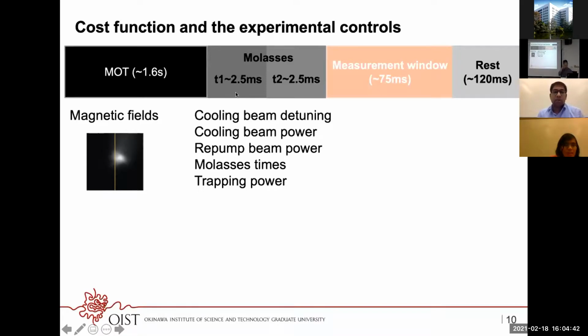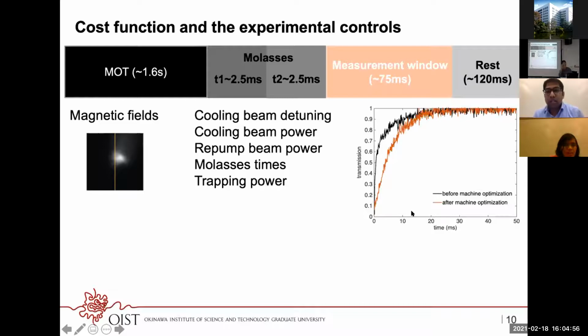And our assumption was that if we slowly change the trapping potential and make it deeper during the time of molasses, it will effectively improve the loading process. What we see in the measurement is one profile before optimization and another after optimization. This is again the transmission of the probe over time. Before optimization, the probe quickly goes up to full transmission, while after machine optimization, the transmission is further reduced, which means the absorption is increased, which basically indicates there are more atoms trapped in the system.